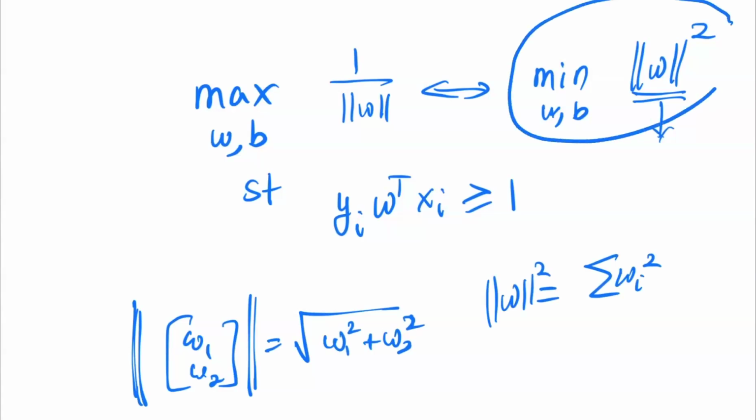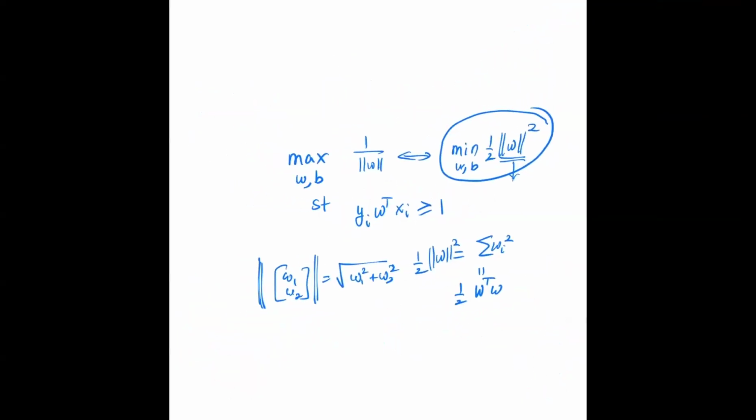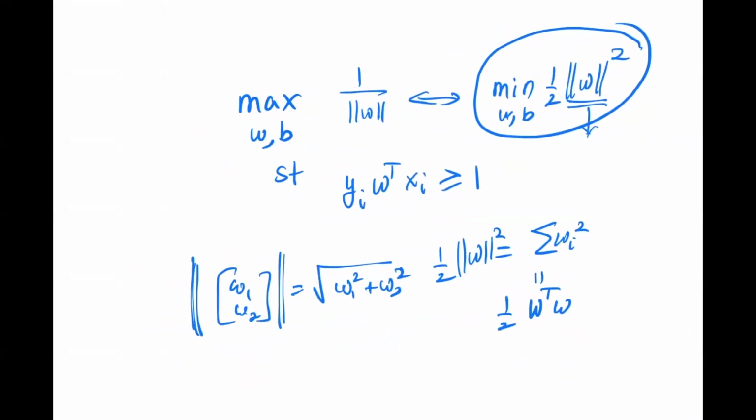By the way, the sum of Wi squared is exactly the same as W transpose W. If I take the dot product of a vector with itself, I get a squared norm. Once again, I've not done anything interesting here, I'm just playing with these symbols. Maximizing 1 over the norm of W is exactly the same as minimizing the norm of W, which is the same as minimizing the squared norm of W. But the squared norm of W is simply the dot product of W with itself. And just for good measure, I'm going to put a half here.